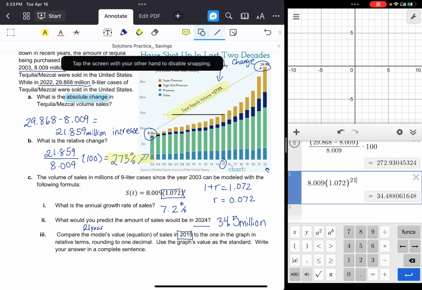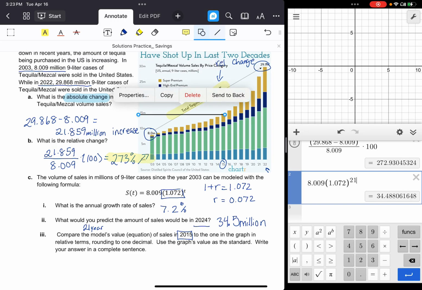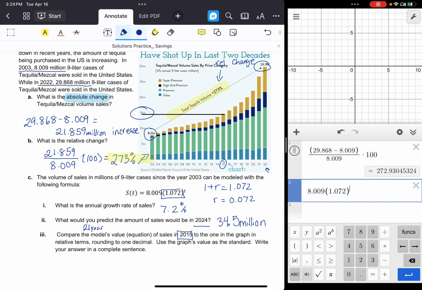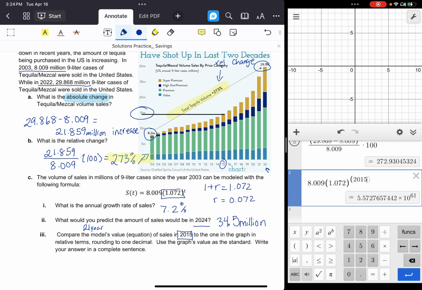I'm going to sketch a line. There's the top. There's where it is. And I'm looking and I'm saying, okay, that's pretty darn close to 15. So we're going to call that 15. And then I'm going to go over to my equation and I'm going to do exactly what I did on the second part of this question. So I basically need the difference. I need from 2015 to our initial year of 2003.